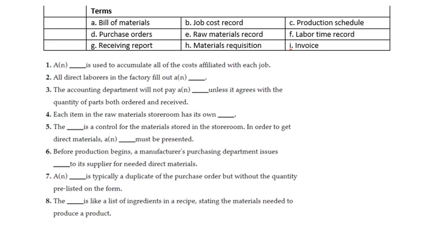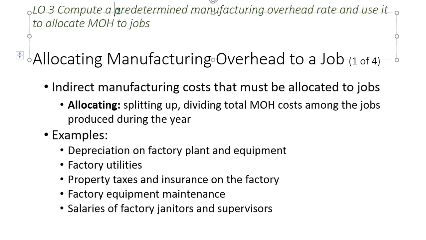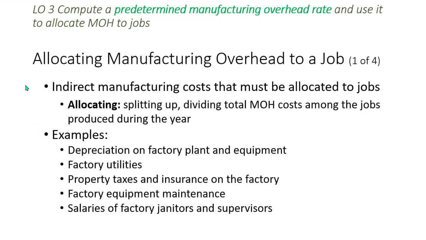Okay, sorry this is a little long. Now this is the important part here. And this is learning outcome 3 about computing a predetermined manufacturing overhead rate. Predetermined manufacturing overhead rate. Big emphasis here. In the last chapter, we took actual overhead costs and then we put it into work in process.